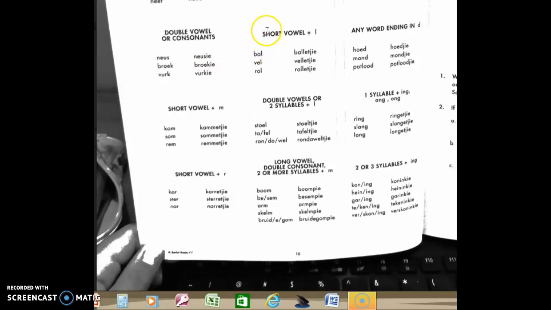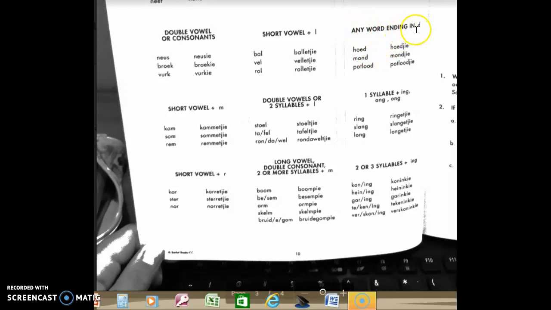A short vowel plus an L. So you would double the L and add a TJIE, right? Bal, balletjie. You would not really pronounce it like that, but it just helps you spell it better. So you remember how to spell, remember it as balletjie. You would pronounce it actually in Afrikaans like balletjie, but remember balletjie, then you will spell it right. Vel, velletjie. Rol, rolletjie.